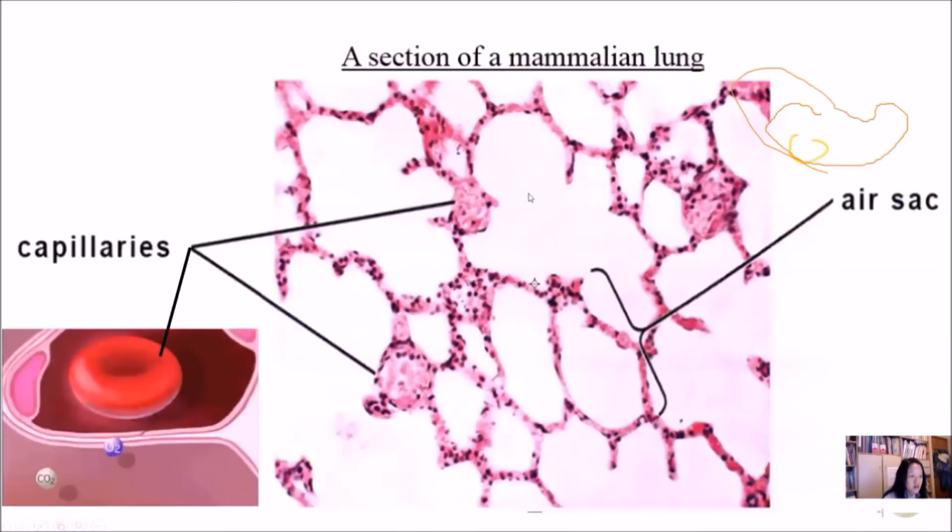Okay, this is another slide under microscope of the section of the lung. This is an air sac, and this one is a capillary. You can tell by the red color inside this circle. This is the blood capillary, and then this is the air sac. They are separated by 2 layers of cells. Gas exchange takes place here, where oxygen will be taken up by the red blood cell and carbon dioxide will be released to the air sac.